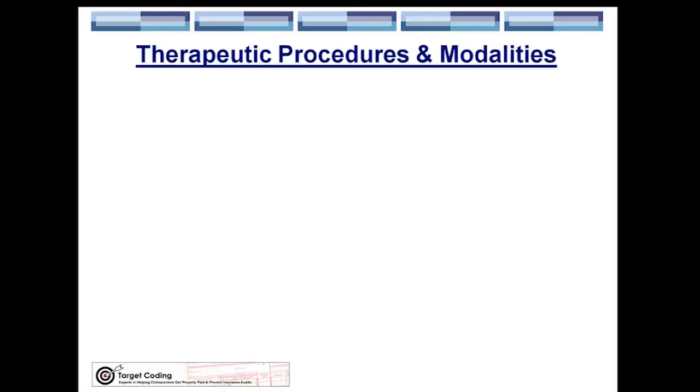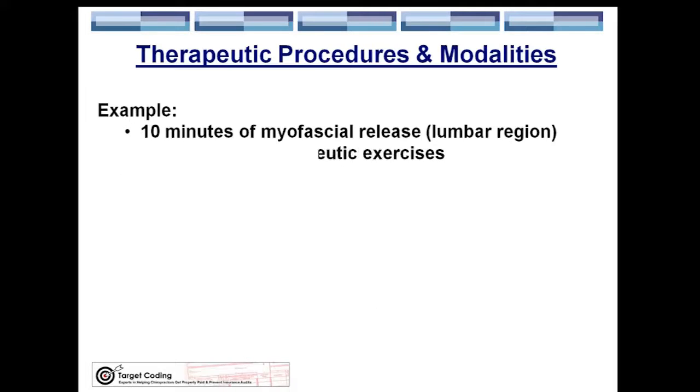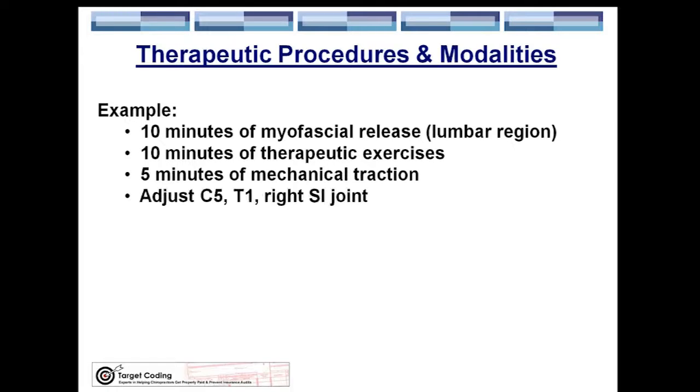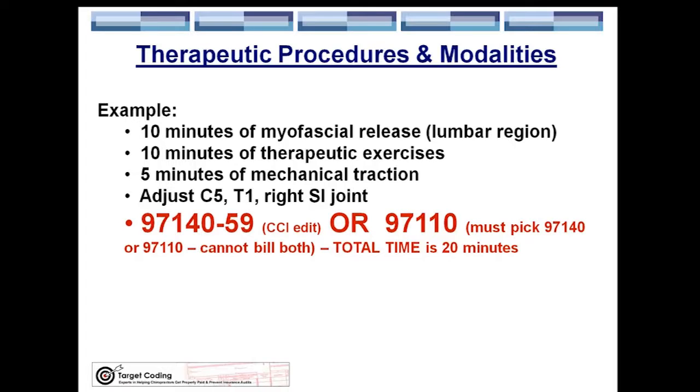Now, I'm going to give you a little surprise quiz. See how you do. 10 minutes of myofascial, 10 minutes of therapeutic exercises, 5 minutes of traction, and the chiropractor adjusts C5 to T1 and the right SI joint. How would you bill this? Well, here's my question. Can you bill both the exercises and the myofascial release? The answer is no, because the total is 20 minutes. Remember, 1 unit is 8 to 22 minutes. So you could only bill one of the codes, 97140 or 97110. And then you'll bill the 97012 and 98941.